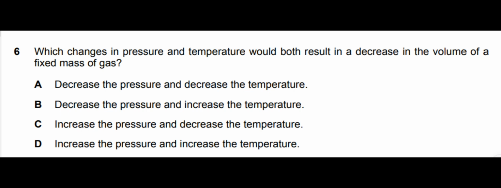So we are using the same concept, where we know that pressure and volume are inversely proportional, whereas temperature and volume are directly proportional. So to decrease the volume, we need to increase the pressure and decrease the temperature. So according to this information, the increase in pressure and decrease in temperature is the Charlie option, which is the correct for this question.